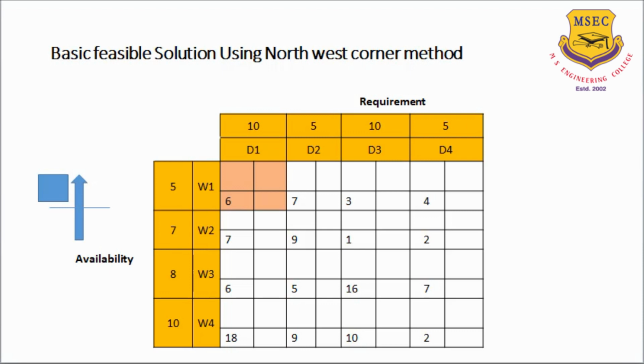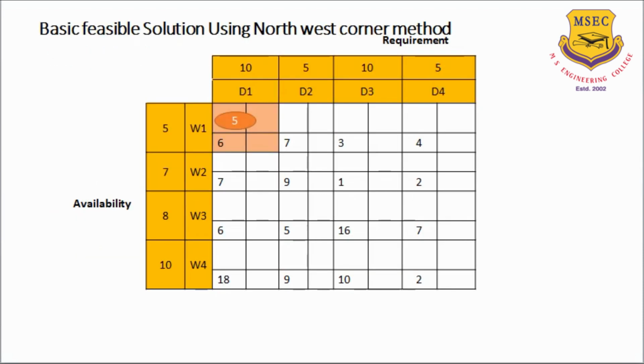In the northwest corner method, I am not going to consider the minimum cost. Irrespective of the cost, I am going to select only the northwest corner as my allotment. So, in the first phase, from W1 to D1, I have the northwest corner cell where the items have to be transported. The availability here is 5 units, but the requirement is 10 units. Hence, we can allot 5 units from W1 to D1.